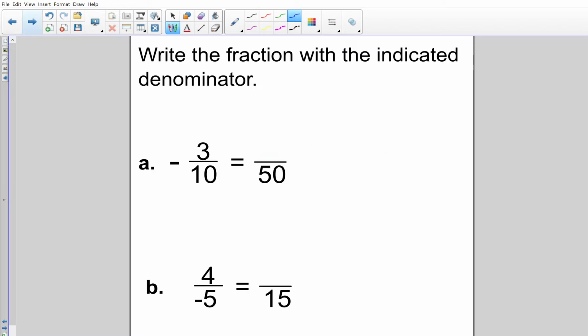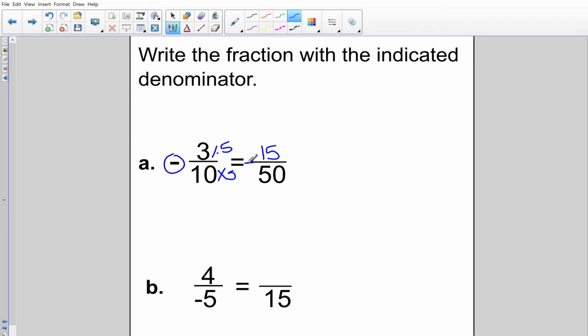So we can also do this with negative numbers. Here I've got 3/10 into 50. Now this is negative, this is positive, so I'm going to change this one also to match. If I multiply 10 times 5, multiply 3 times 5, I now have 15. I have one negative, so I need to make sure I have a negative somewhere.